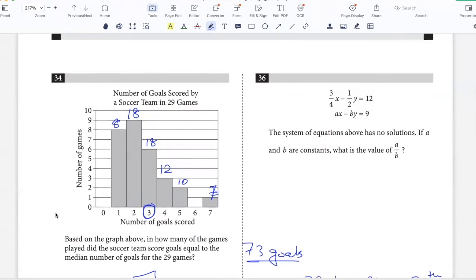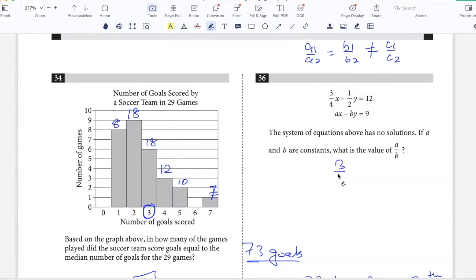The system of equations above has no solutions. If A and B are constants, what is the value of A by B? So for no solutions, A1 by A2 and B1 by B2 should be equal, and that should not be equal to C1 by C2, where A1 and A2 are coefficients of X, B1 and B2 are coefficients of Y, and C1 and C2 are constants.